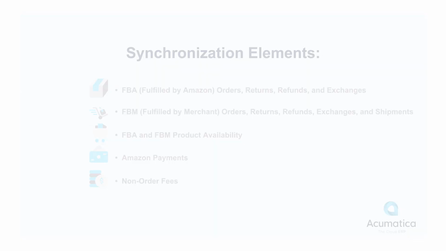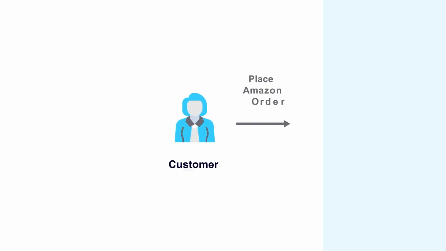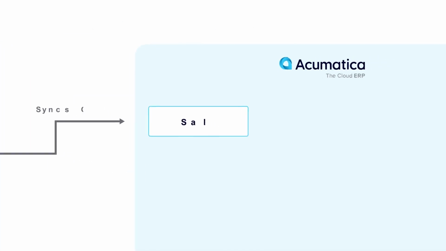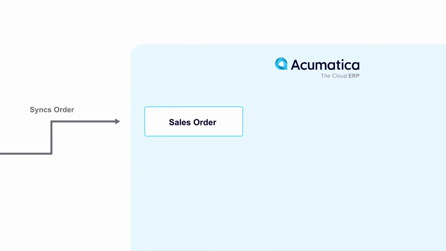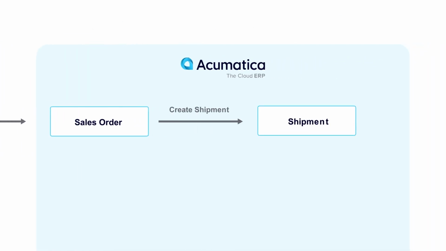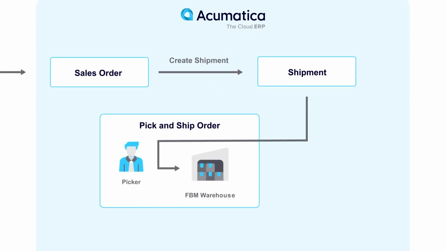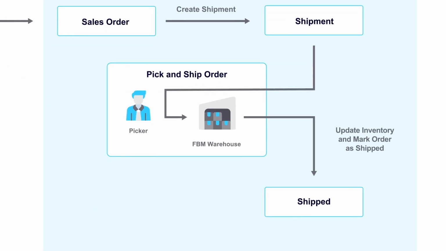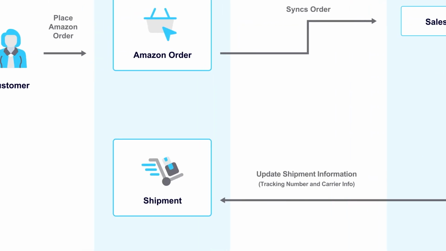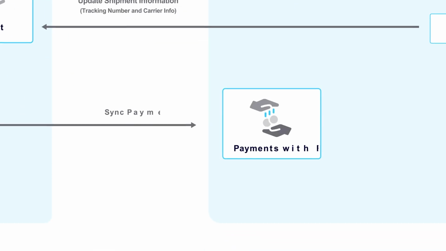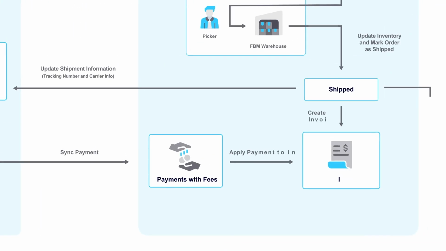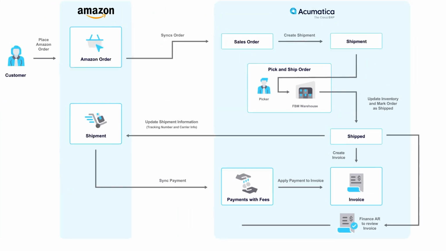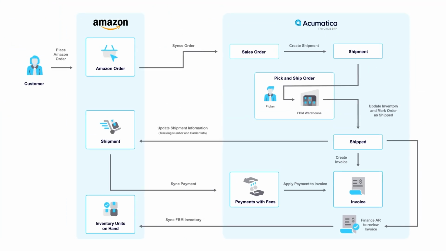Let's look at the Fulfilled by Merchant, or FBM, order process. When customers order on Amazon, their orders are seamlessly imported into Acumatica as sales orders. You can quickly create a shipment and coordinate with your warehouse team to pick, pack, and ship the items. Acumatica syncs carrier details and shipment tracking numbers back to Amazon. Amazon payments appear in Acumatica for invoice application, and updated stock levels are harmonized on both platforms.